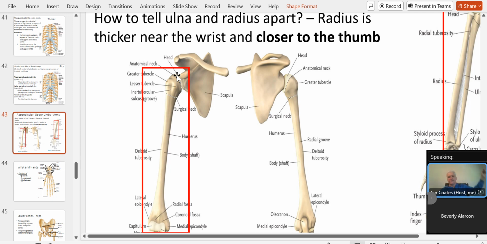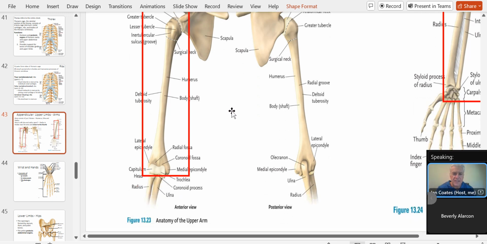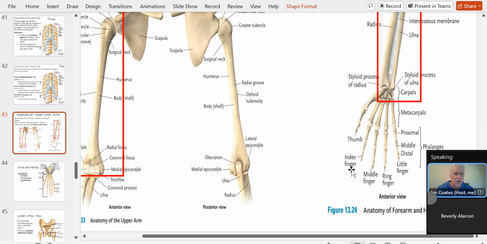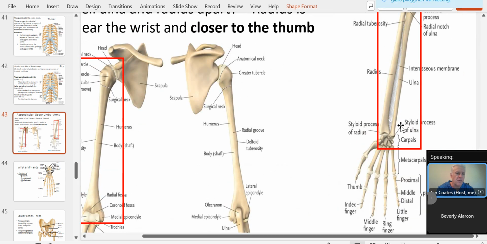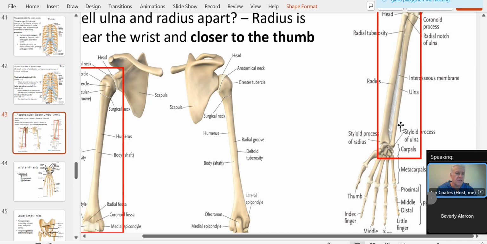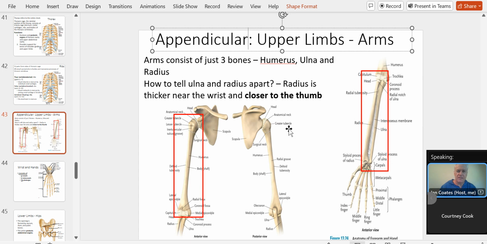Moving on down to the lower arm, remember your anatomical position. Your hand is always out, and your thumb is always up. You'll see that your radius is always closest to your thumb. Your ulna is always closest to your little finger. Yeah, I know that. Perfect.